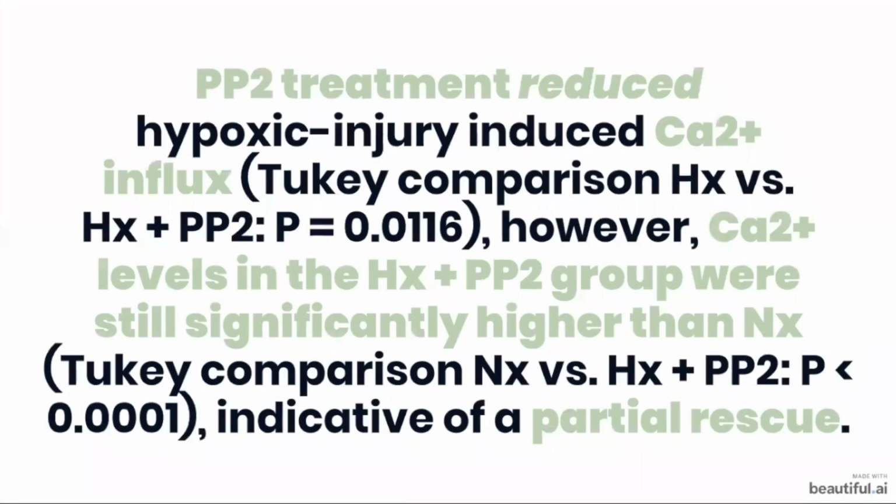What we found from this is that PP2 treatment reduced hypoxic injury-induced calcium influx. However, that calcium level in the hypoxia plus PP2 group was still higher than in the normoxia group. There was partial rescue there, but we did not achieve the pre-hypoxic insult levels of calcium.